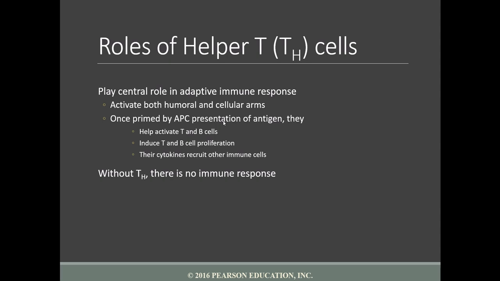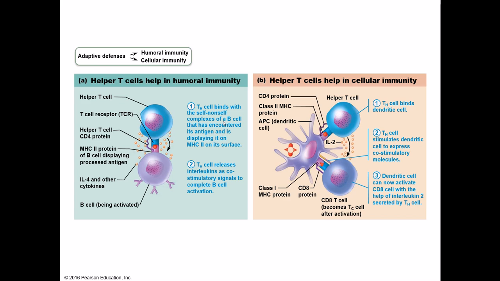And so if you damage your thymus such that you're not developing T cells properly, not only would you lose your cellular division of adaptive immunity, you'd lose your humoral division too. Even though you'd be developing B cells in the bone marrow, they would not be able to activate properly without these helper T cells. Let's take a look at that.